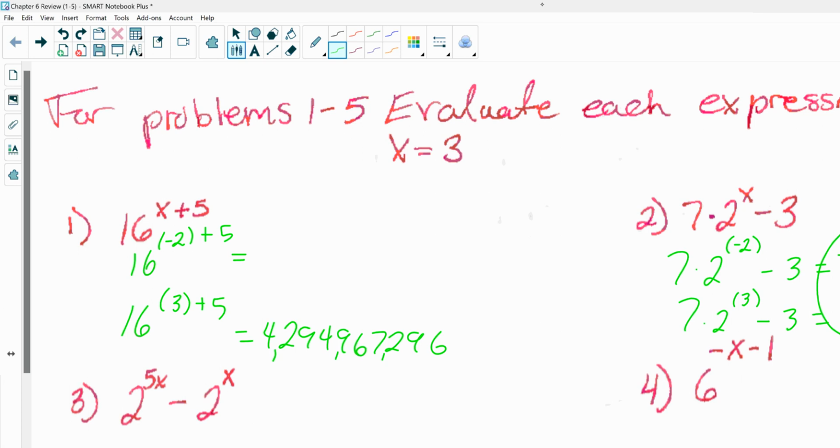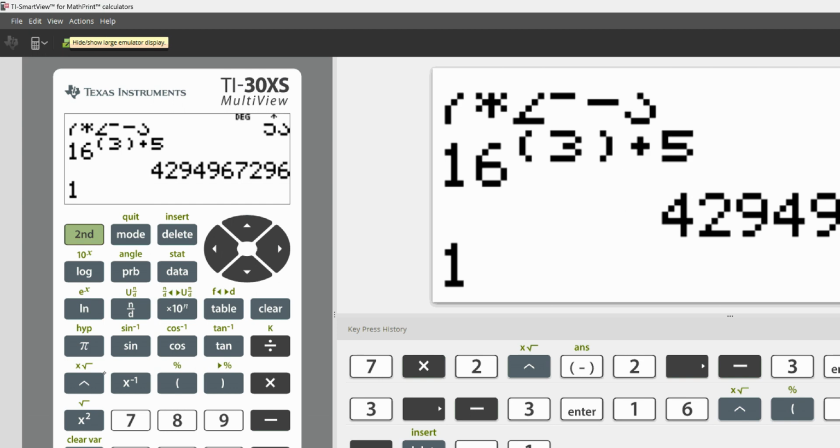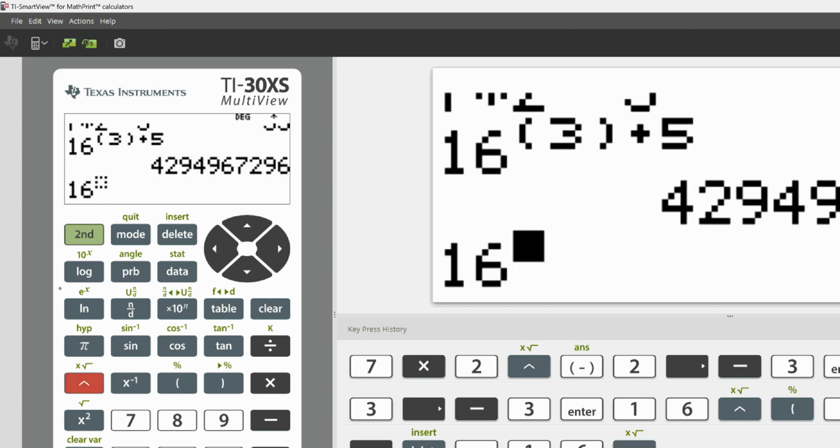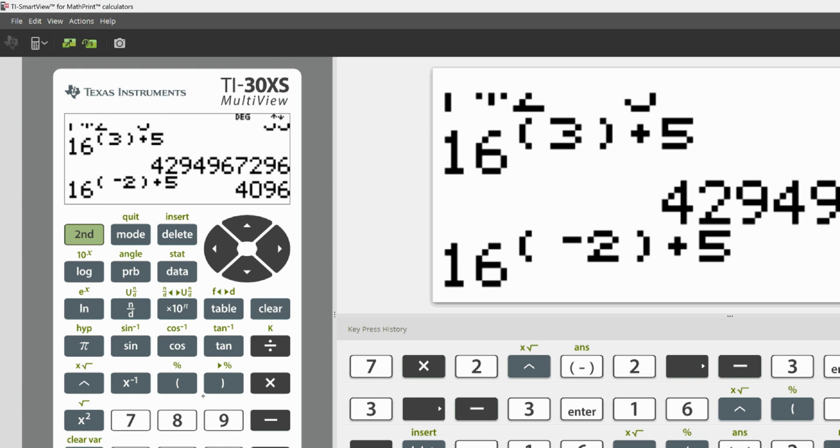Now, 16 to the -2 plus 5. Let's see here. There's a way to switch between it, but 16 to the -2 plus 5 is 4,096.